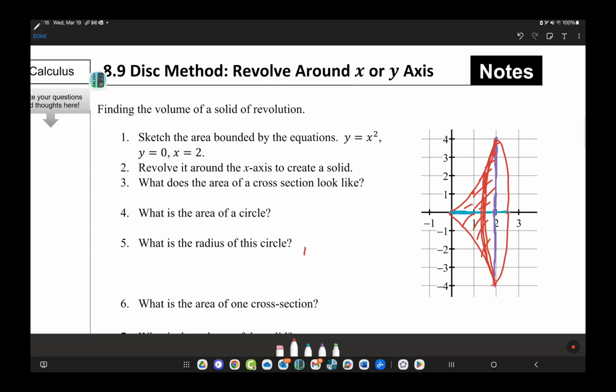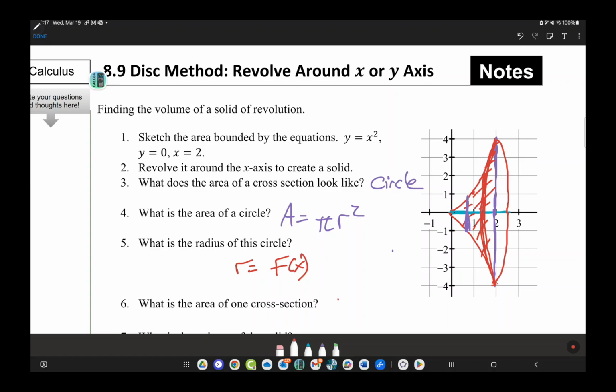Now, if I took a little section right here, what would that cross section look like? A circle. And how do we find the area of a circle? Pi r squared. In this case, what's the radius of my circle? The function. Whatever f of x is.